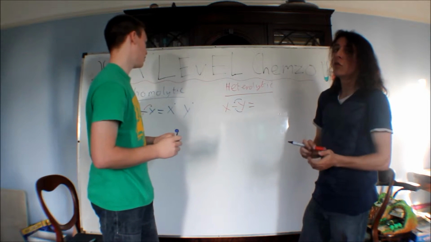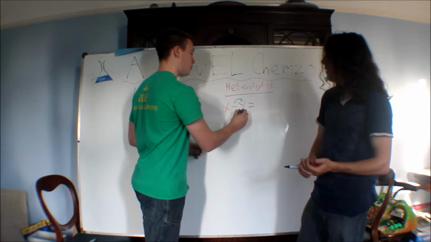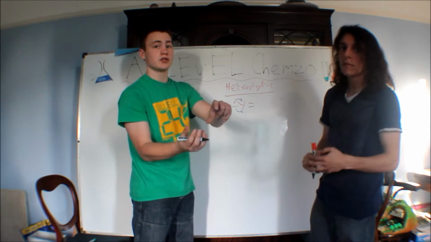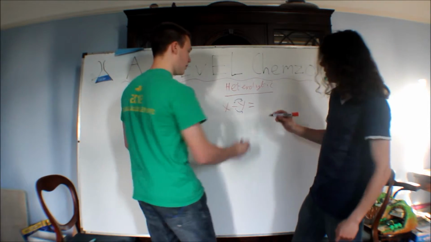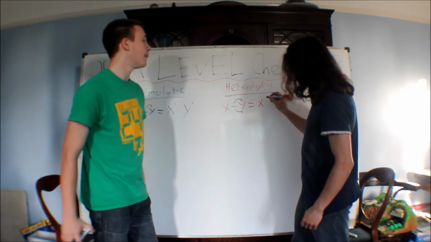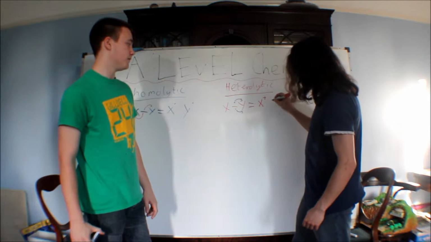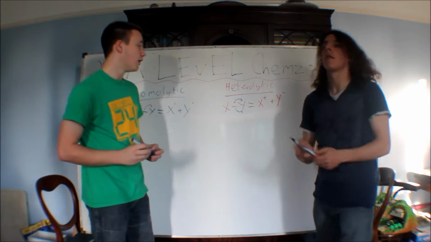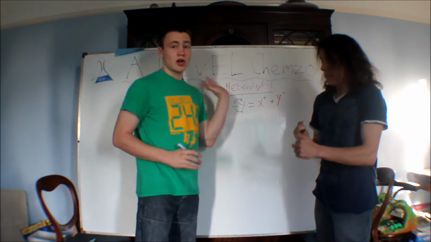Now, instead of making two radicals, they make two ions of opposite charge. The one that's gained two electrons, because electrons are negative, will have a negative charge. So X will be positive and Y will be negative. And these are the two types of reactions.